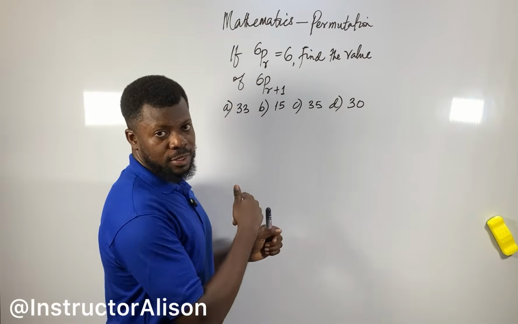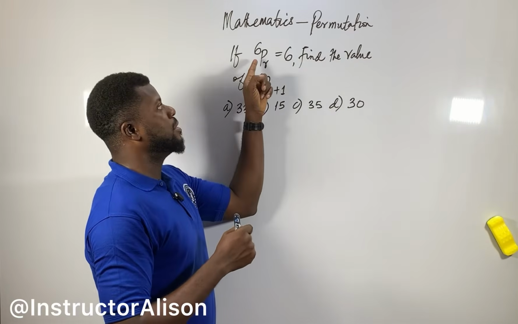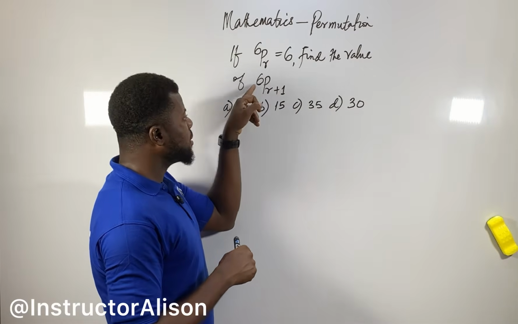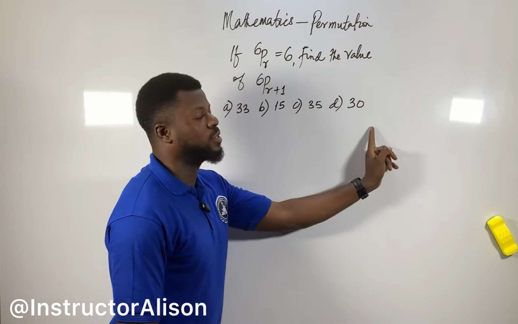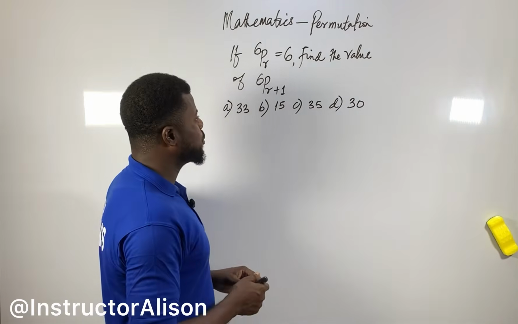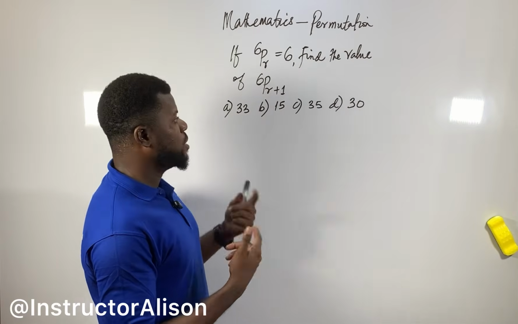If you are preparing for JAMB or WAEC, pay attention to this. They say if 6 permutation r is equal to 6, find the value of 6 permutation r plus 1. See the options, then you choose which one tallies when you solve it. But before I start to solve this, I have some few tips that I need to tell you that will be helpful.